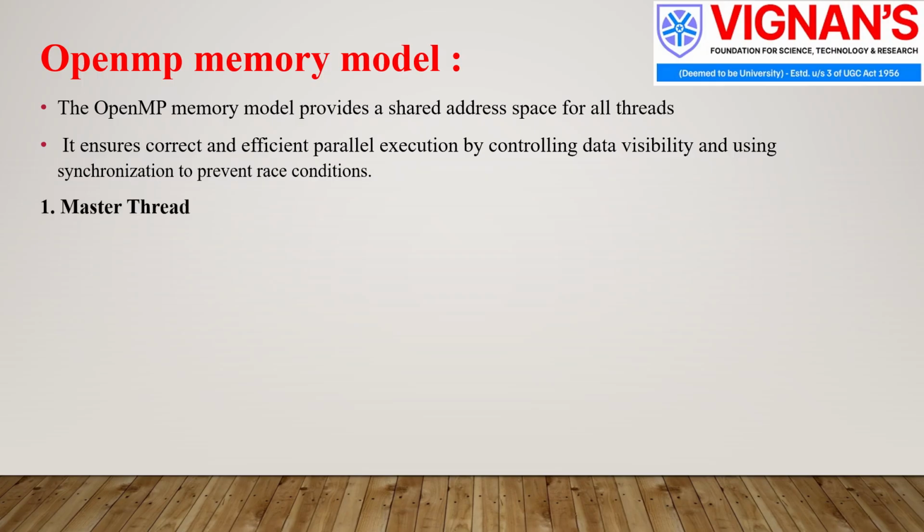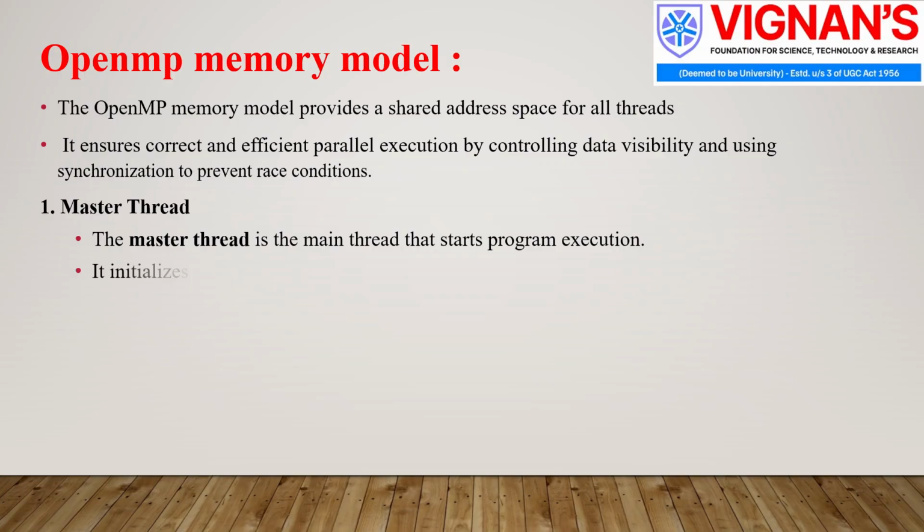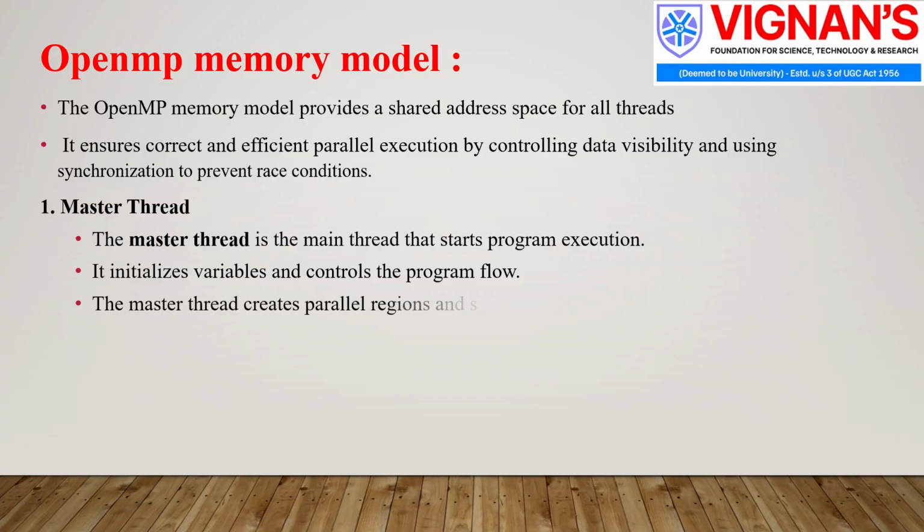Master thread. This is the master thread. It is the main thread that starts program execution. The master thread initializes variables and controls the overall flow of the program. It also creates parallel regions and spawns worker threads to perform parallel computation.